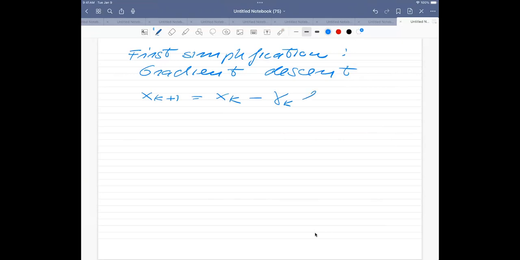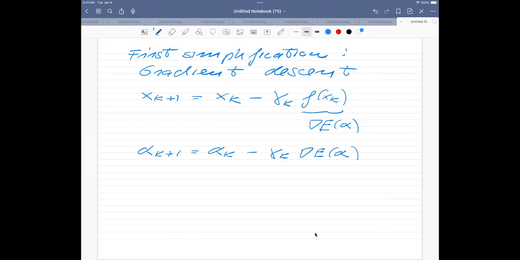So this is our f of x of k, which in our case is actually the gradient of the energy with respect to these variational parameters. So in our case, we have a variational parameter, alpha k plus 1 equal to alpha k minus gamma of k multiplied with the gradient of E of alpha. This parameter gamma, if you do machine learning, is often called the learning rate.